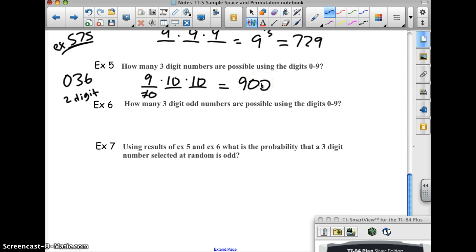How many 3-digit odd numbers are possible using the digits 0 to 9? So what I have here is it's got to be an odd number. And that's only going to be odd if the last digit is odd.